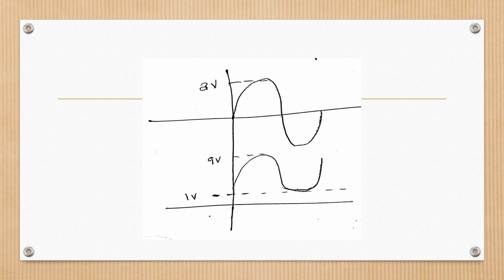This is the combined output waveform for both the positive half cycle and the negative half cycle. For the positive half cycle, at the output waveform, we have the maximum voltage of plus 9 volt, and for the negative half cycle, we have the least value of voltage as plus 1 volt.